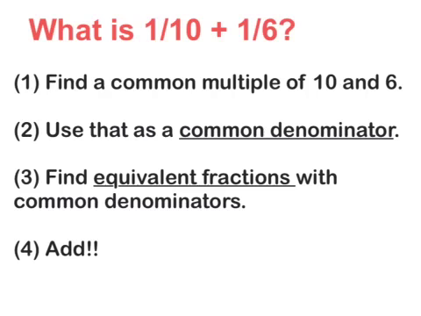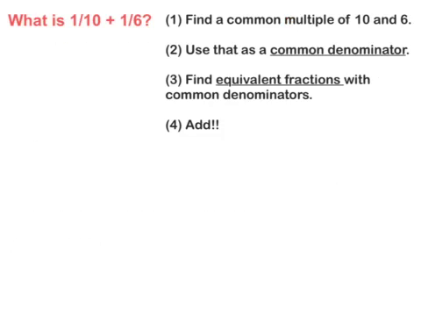1, find a common multiple of 10 and 6. A multiple, the LCM, right? The least common multiple. You don't actually have to find the least common multiple. You just have to find a common multiple of these two denominators. We're going to use that as a common denominator. Then find equivalent fractions with those common denominators, and then add. So I'm going to show you how to do this. If you feel like you've got it, you can stop here, but I am going to demonstrate how to do this. Alright, so here we go.